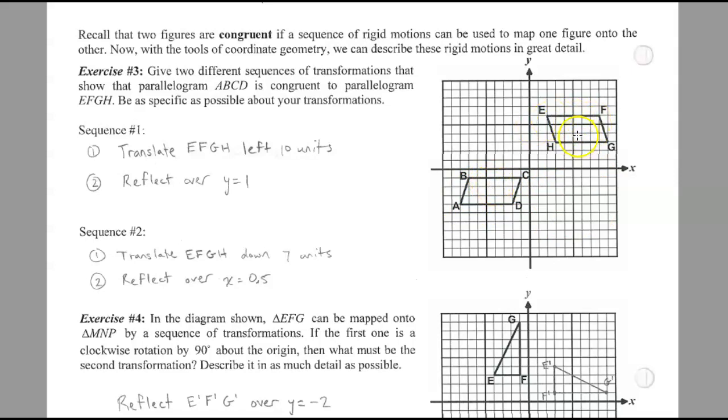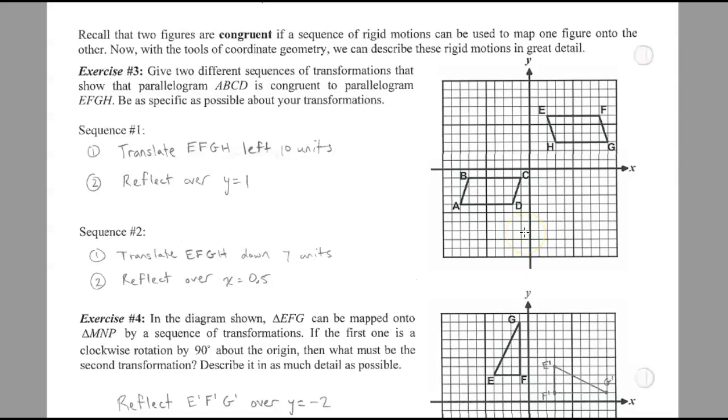Actually, I moved EFGH over to quadrant 2 and then flipped it over y equals 1. We also could move it down 7 units, which would line it up horizontally, and EF would be on the same line as BC, and then I'd have to reflect it over x equals 0.5 here. Now, those are 2 ways to do it.